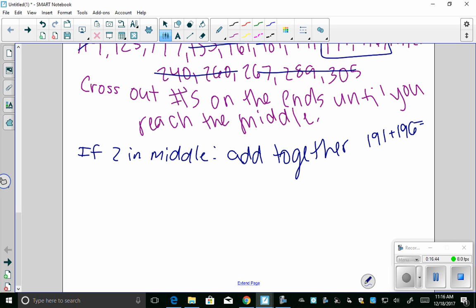All right. So if 2 numbers are in the middle, you're going to add them together. What's 191 plus 196? And divide by 2.